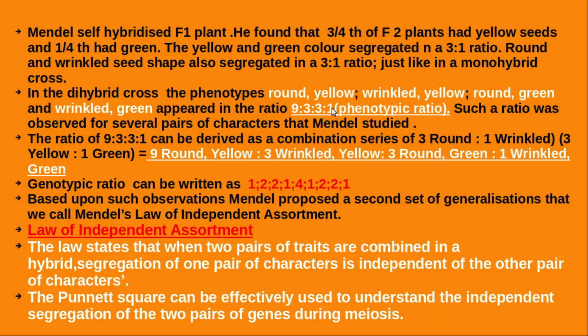What is the monohybrid ratio? It is 3:1. Such a ratio was observed for several pairs of characters that Mendel studied.